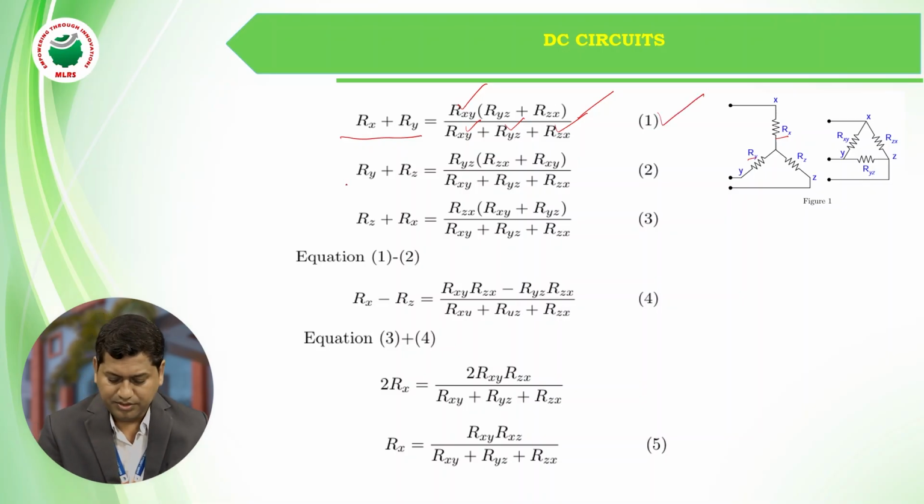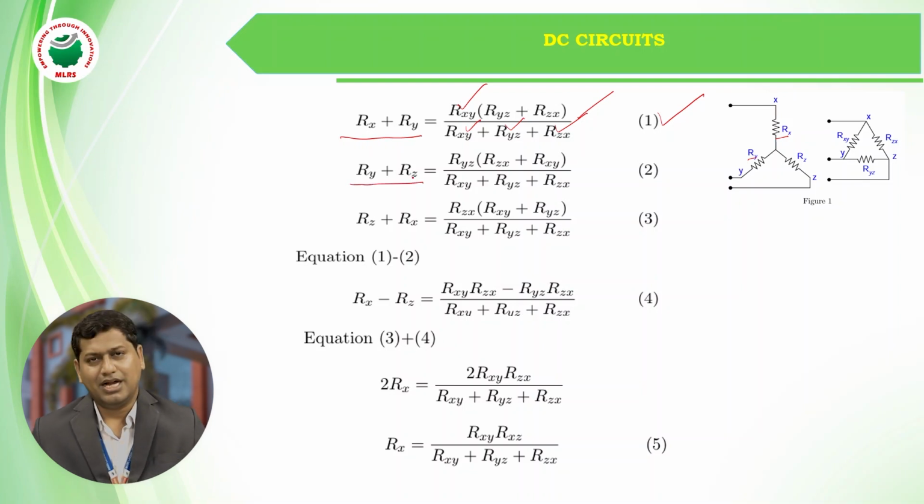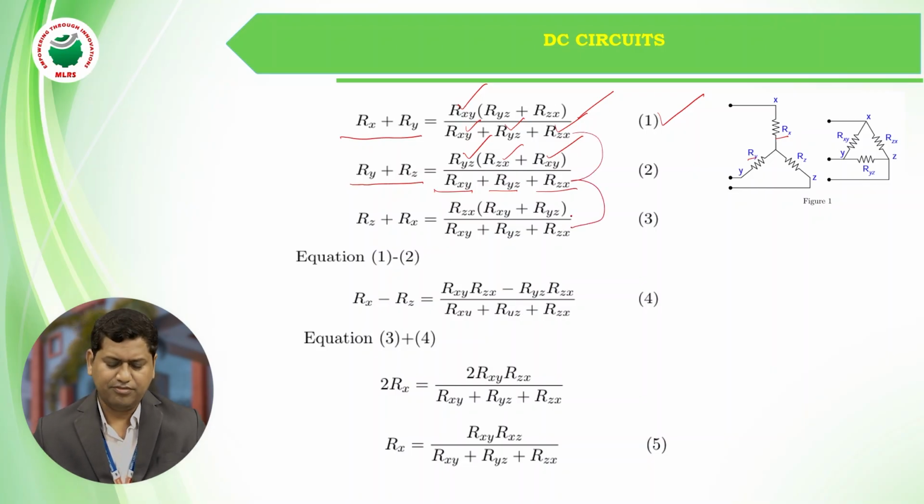Next we have Ry plus Rz. So that is Ryz multiplied by (Rzx plus Rxy) divided by all the three again, Rxy, Ryz and Rzx. So the denominator will be the same for all the three combinations. This we have taken as equation 2.